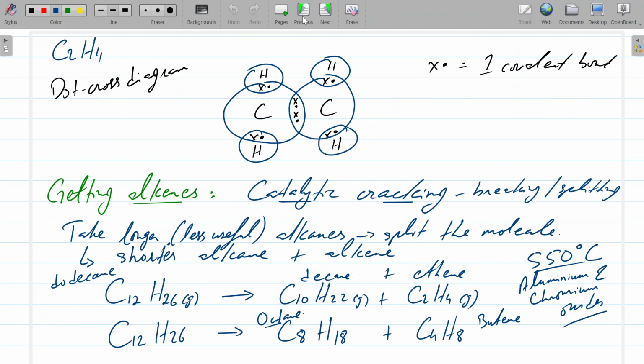Then we talked about how alkenes are sort of obtained, and that is through catalytic cracking. So you take longer and less useful alkanes and split that to make shorter alkanes and alkenes. So these are equations for, depending on the reaction conditions, you can take the same alkane and break it up into different shorter alkanes and different alkenes. The reaction conditions are 550 degrees centigrade, and you have an aluminium and chromium oxide catalyst.